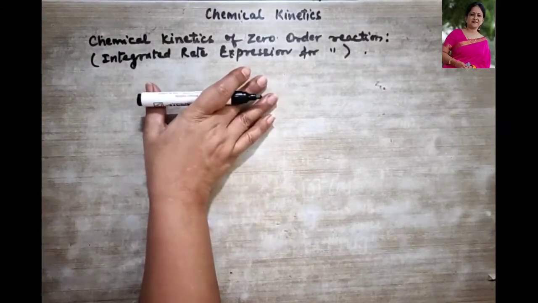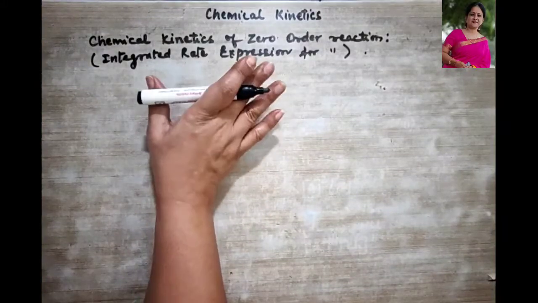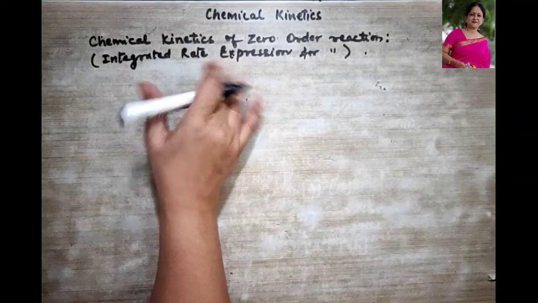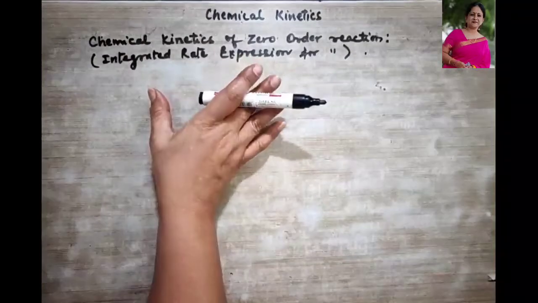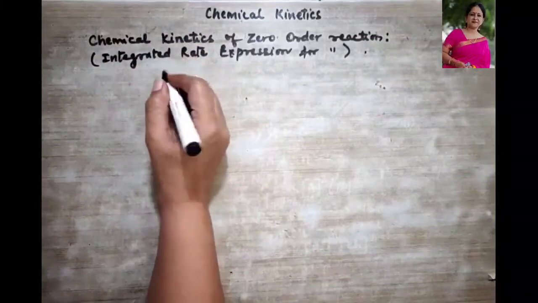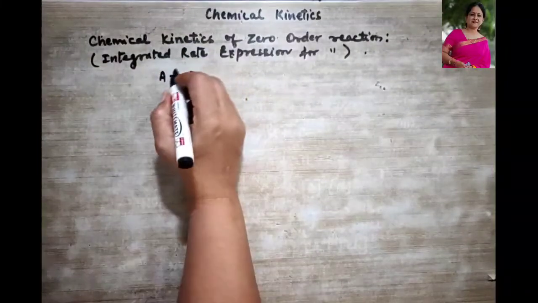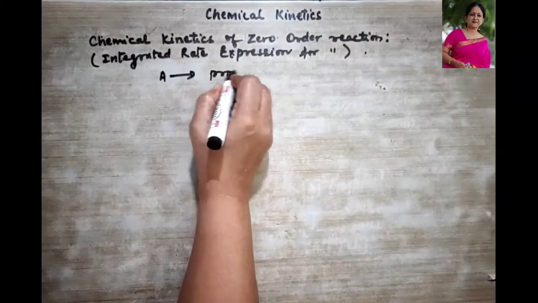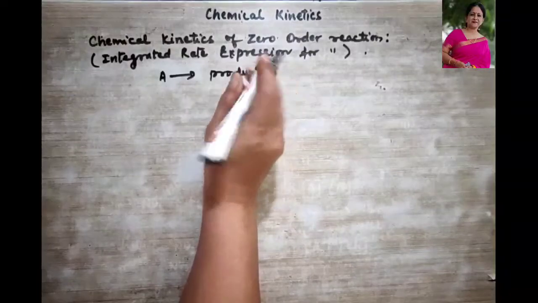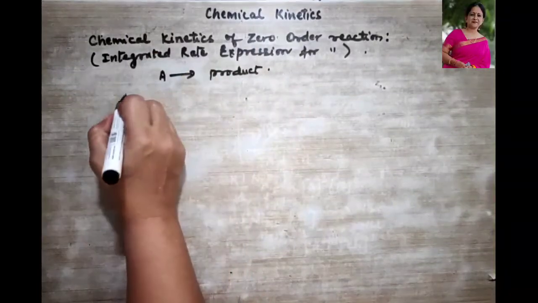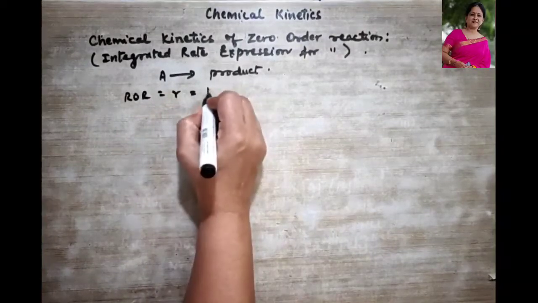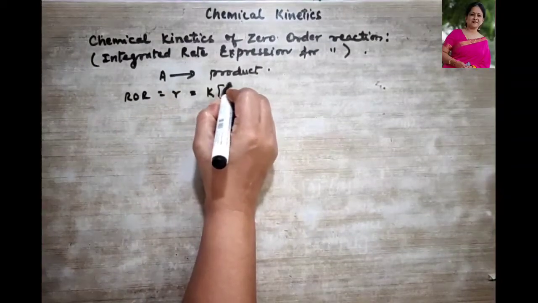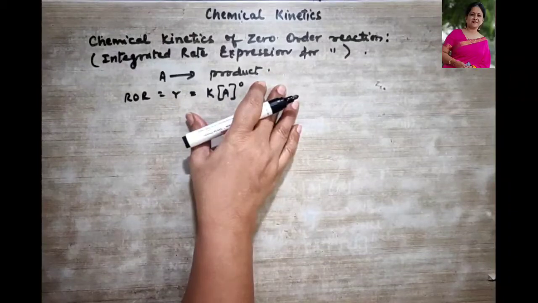So now let us understand chemical kinetics of zero order reaction, which is also called the integrated rate expression for the zero order reaction. Let us assume that A gives a product. Now your rate of reaction will be equal to k[A] to the power of 0.